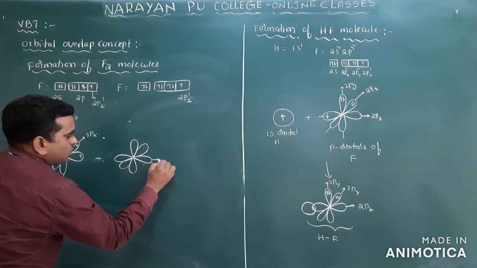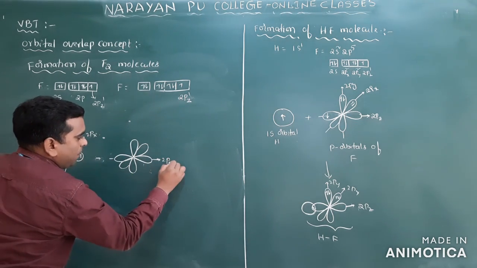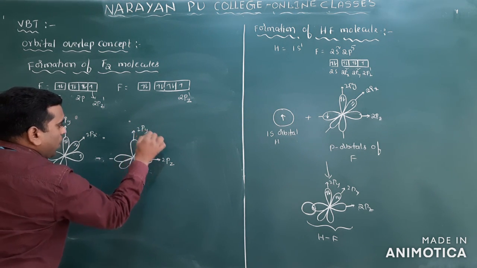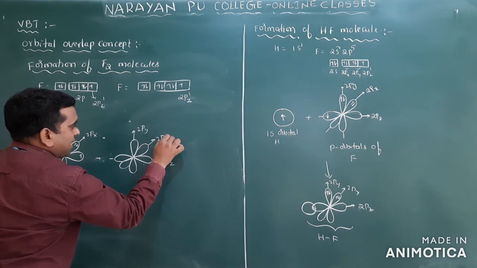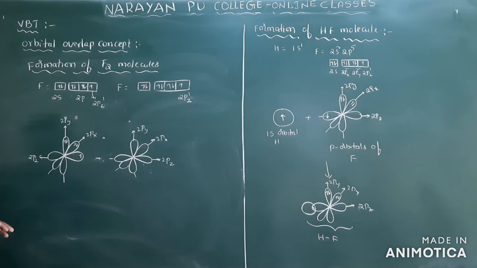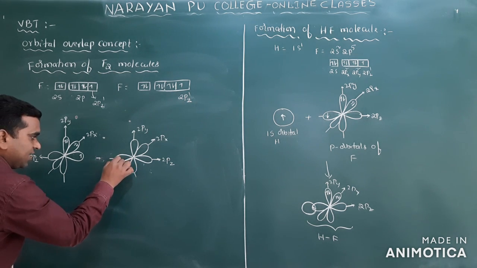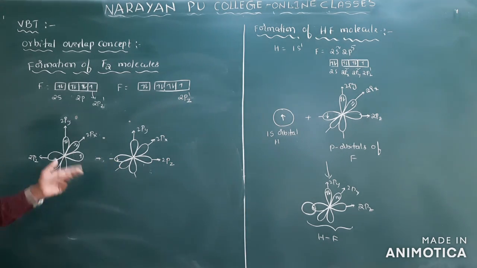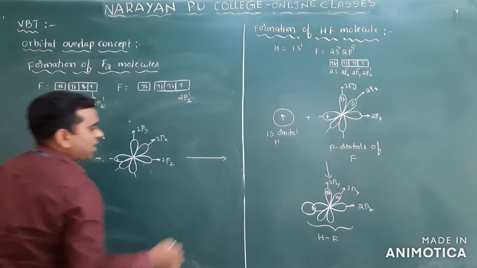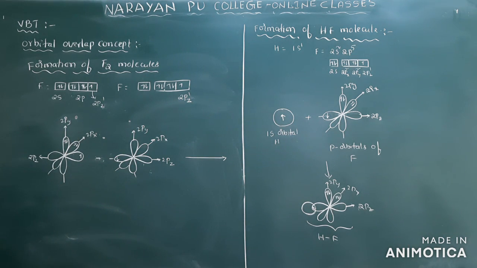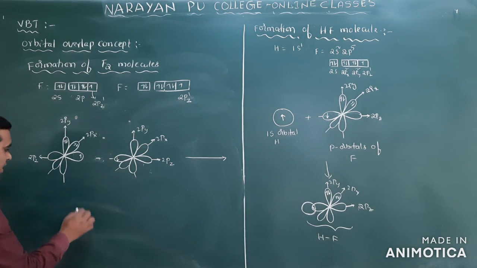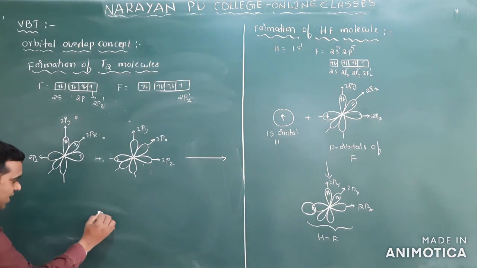Clear? So here this is 2pz, this is 2py, and this is the 2px orbital. But in this one there is another electron. It can be with the opposite direction. Then what will happen? These two overlap and form a bond here. You will get a covalent bond between these two electrons combined and overlapping. Clear? So then you will get the resultant here.